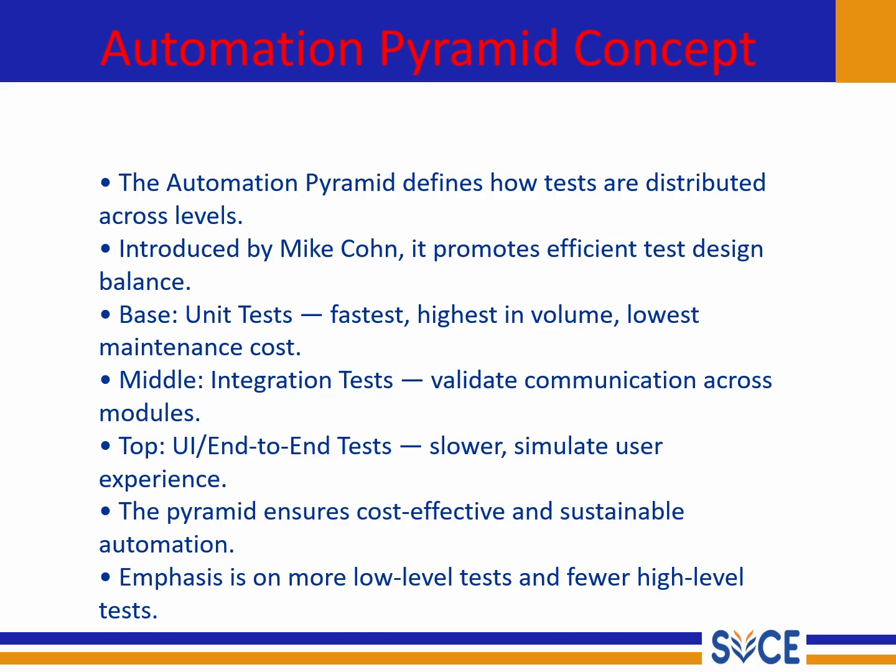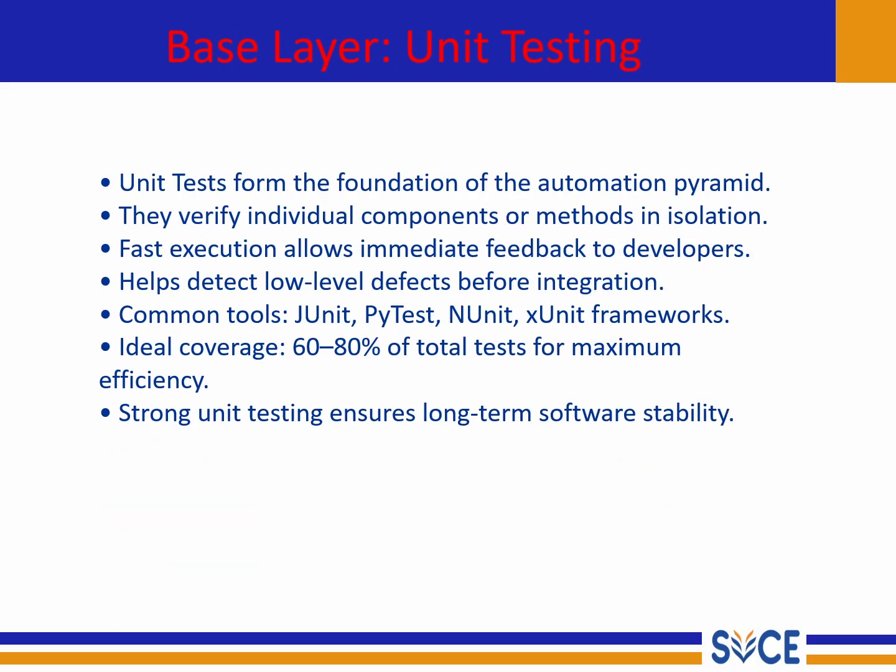The automation pyramid helps achieve cost-effective and sustainable automation by focusing on a strong foundation of unit tests followed by a smaller number of integration and UI tests. The main emphasis of this model is to have more low-level tests and fewer high-level tests to improve reliability and reduce the maintenance effort. In the next slide, we'll see the base layer, unit tests.